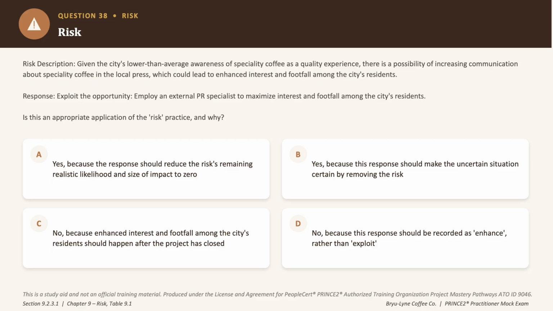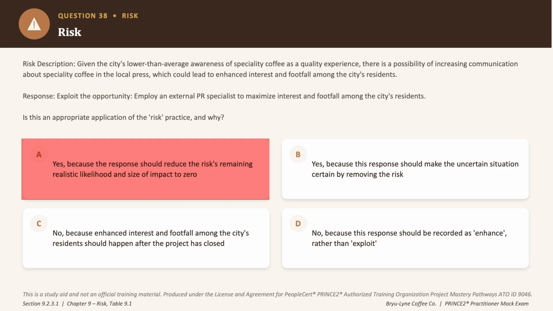Option A says yes because it reduces remaining likelihood and impact to zero, but hang on, exploit responses don't work on likelihood and impact at all, okay? That's really a reduce a threat description, okay? Which is a totally wrong concept entirely, and that is why option A is incorrect.